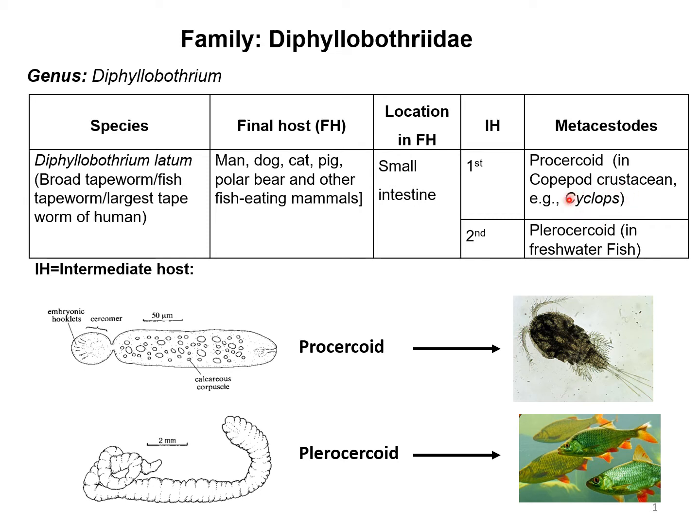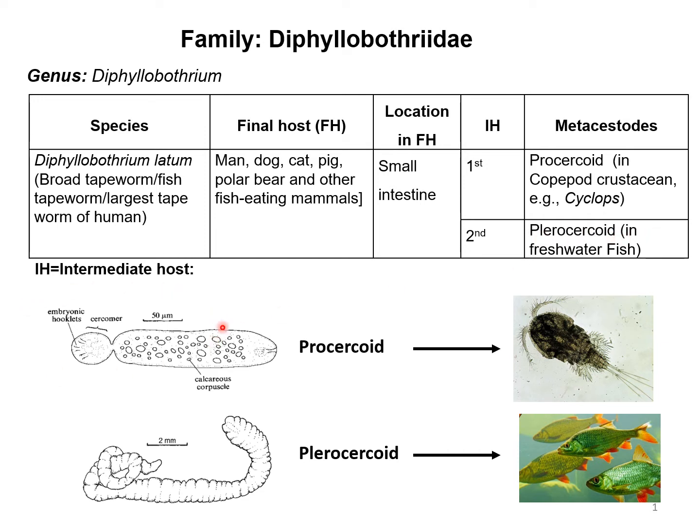These cyclops act as the intermediate host for the completion of life cycle of Diphyllobothrium latum, and another parasite that is called Dracunculus medinensis. The common name of that parasite is guinea worm. And the second intermediate host for this particular parasite is different freshwater fish. And in this fish, pleurocercoid will be developed.